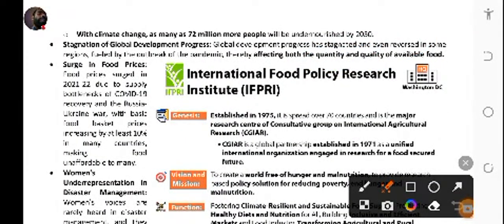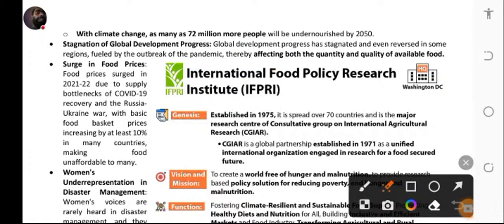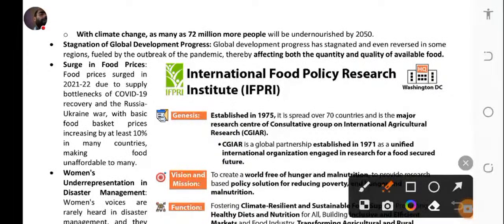With climate change, as many as 72 million more people will be undernourished by 2050. Stagnation of global development progress: progress has stagnated, even reversed in some regions, fueled by the outbreak of the pandemic, thereby affecting both the quantity and quality of the available food.